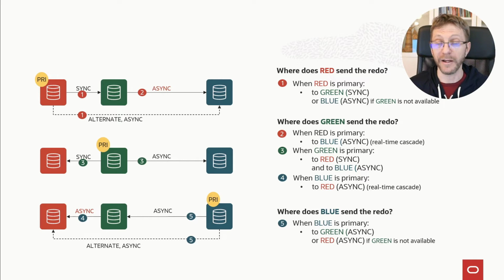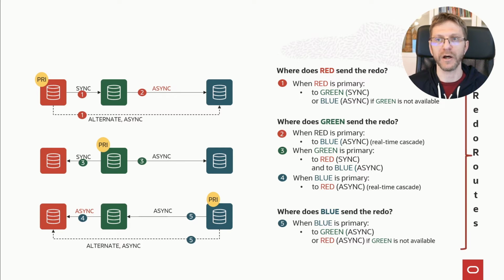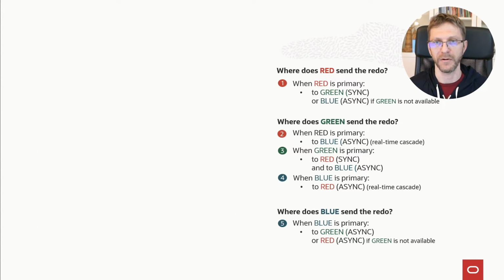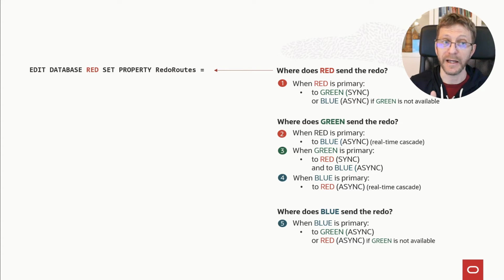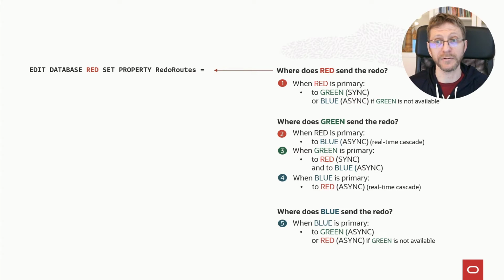So those are my RedoRoutes rules in plain English, and I have to convert them to the RedoRoutes property. And it's quite easy, now that we have the rules written in plain English, it's easy to convert them. Because the behavior of each database is in the RedoRoutes property for that database. So the behavior of the red database is edit database red set property redoRoutes.